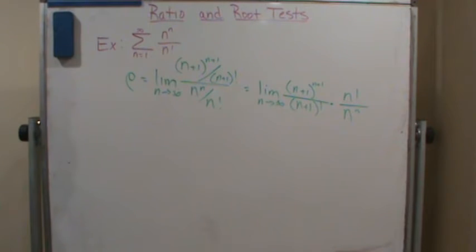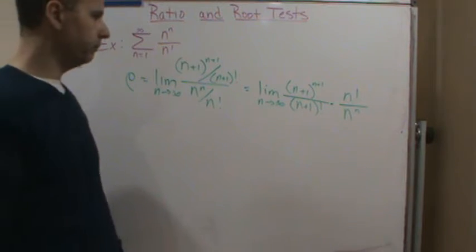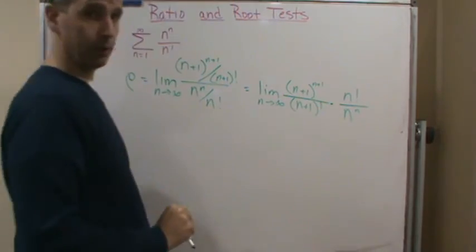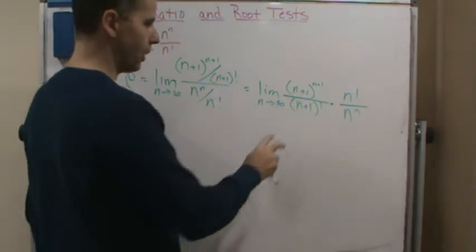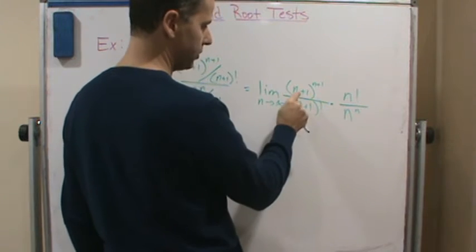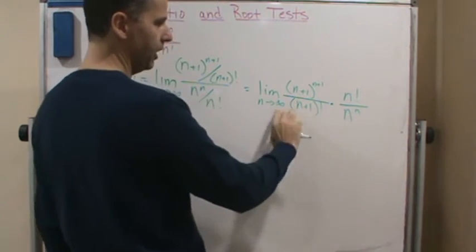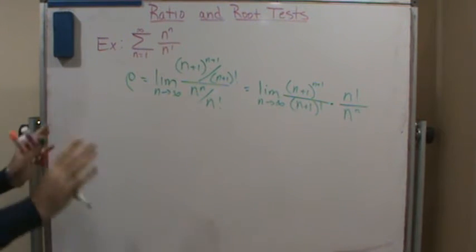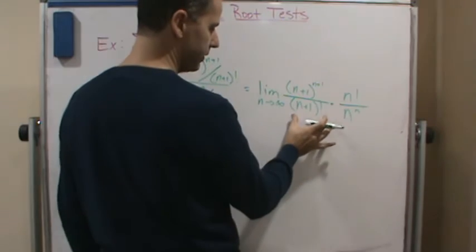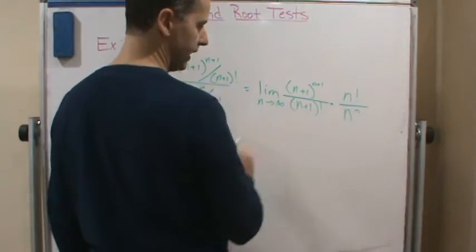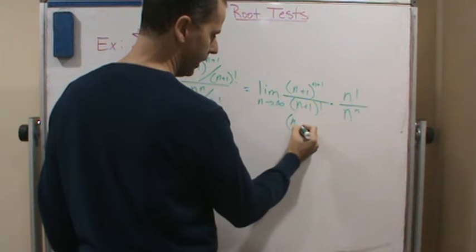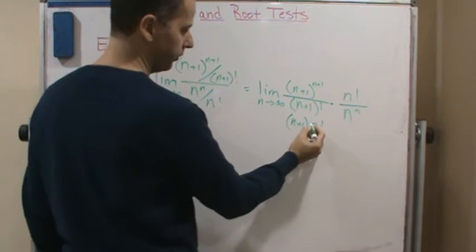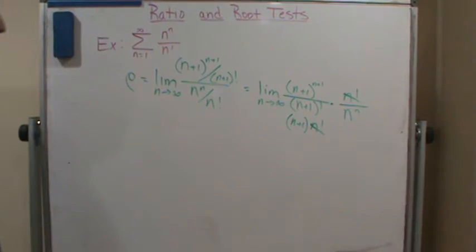Now, this and this you can't cancel, so be careful. Some students will try to cancel these two. These do not have the same base, right? This is n plus 1 and this is n. So you can't use any rules of exponents here, like we did in the last problem. So the only thing we can do is cancel this with this like we did last time. And again, this is n plus 1 times n factorial. So this and this will cancel.